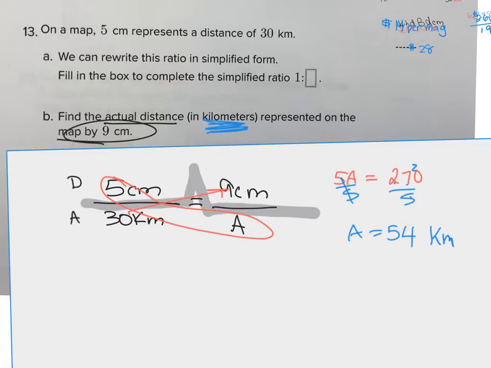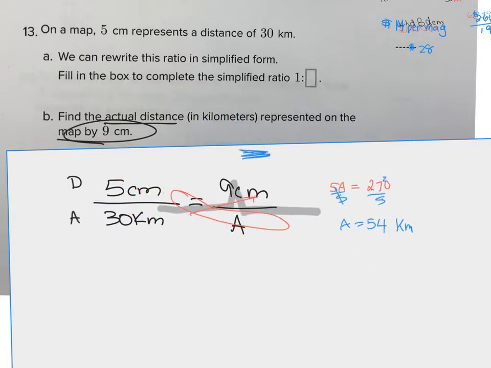So, once more, the 5 centimeters is represented to the 30 kilometers as 9 centimeters of map, because that's what the map is related to how much, my unknown. Cross multiply, 5 times A is 5A. That is equal to 30 times 9, which is 270. You divide by 5, and you get that A is 54, and they're asking kilometers, so make sure you write your units. This one is 54 kilometers.